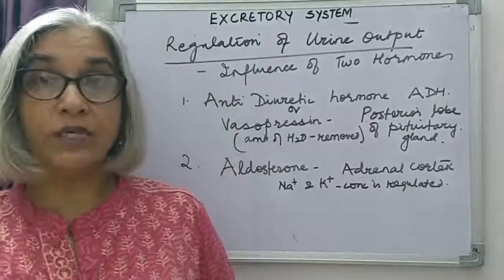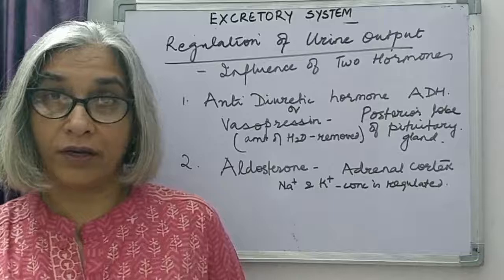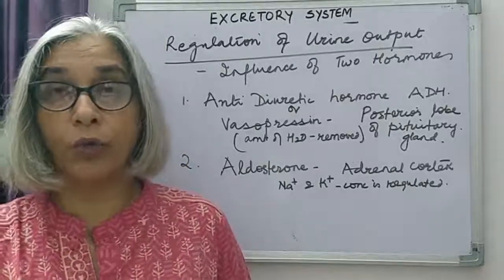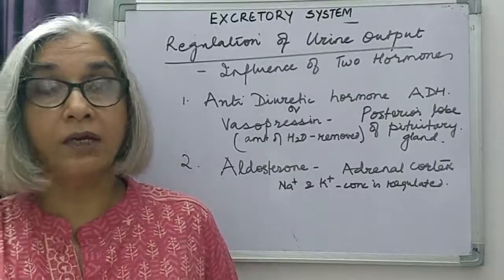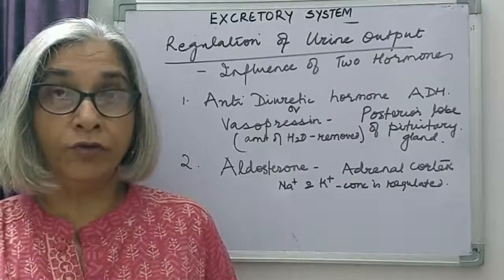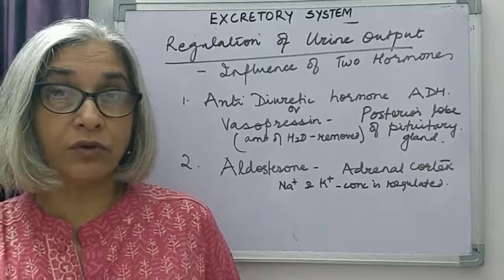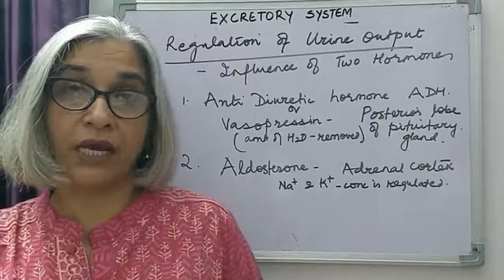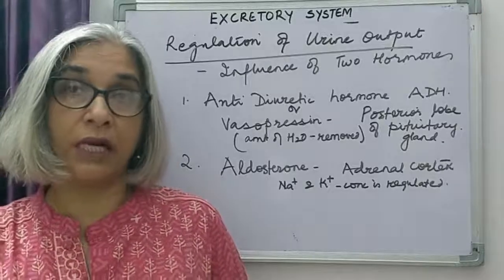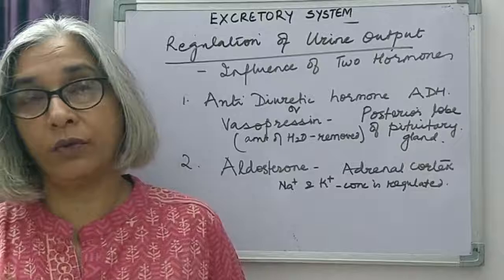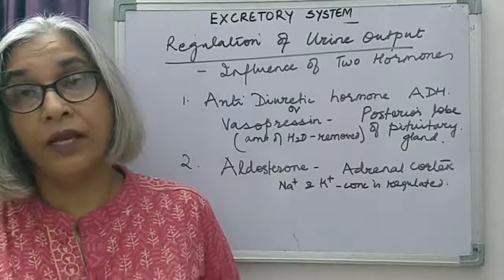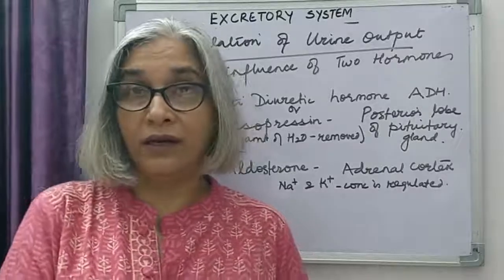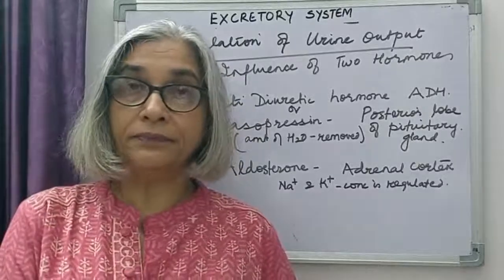And vice versa, if the blood plasma is dilute or there is more liquid, more water in the blood plasma, water has to be removed from the kidneys tubules. So less ADH secretion from the pituitary gland, from the posterior lobe of the pituitary gland will take place, and more water will be removed from the kidneys. Now to explain this, I will give you an example.